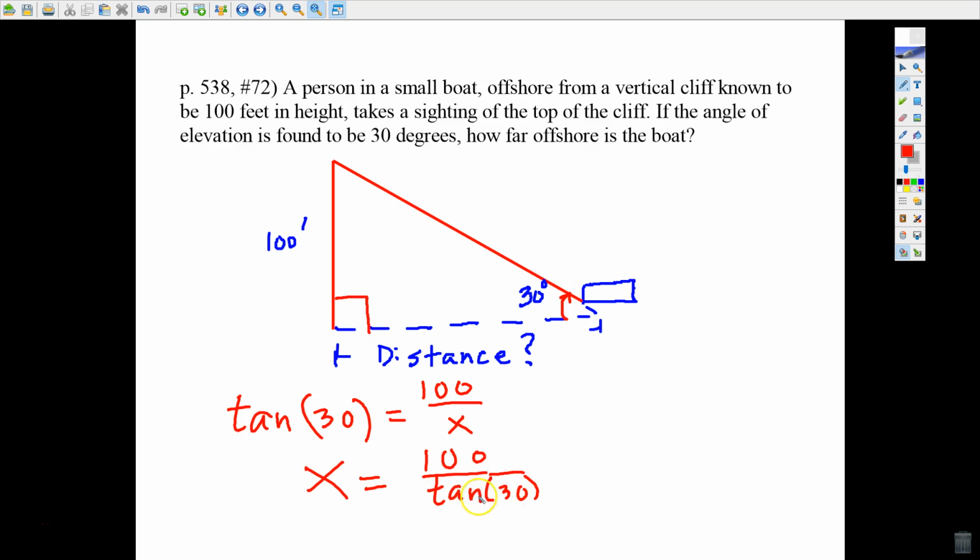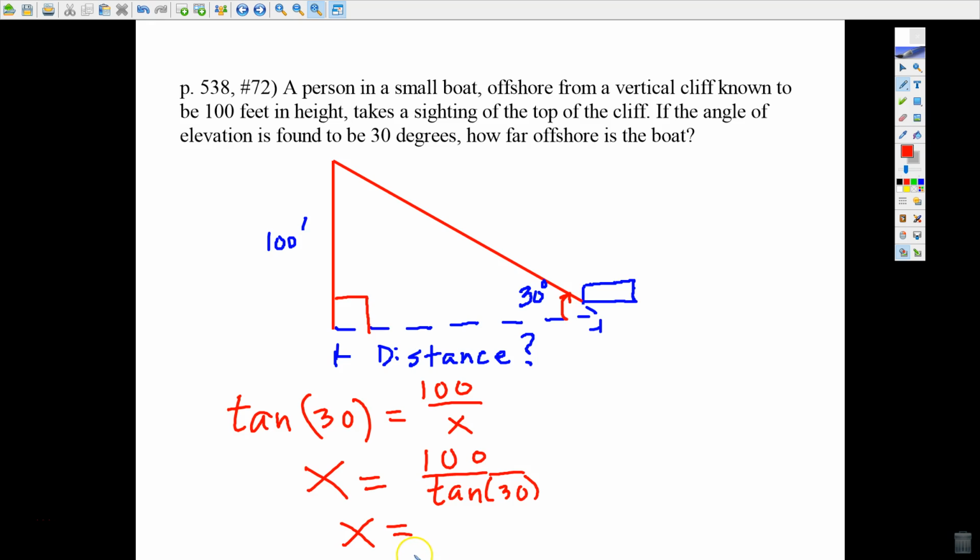And let me just give you a heads up. Some people like to find this decimal and round it, then use that as the divisor. But it's better, more precise, if you just let the calculator do tan 30 for you. That's going to get you a more precise answer.